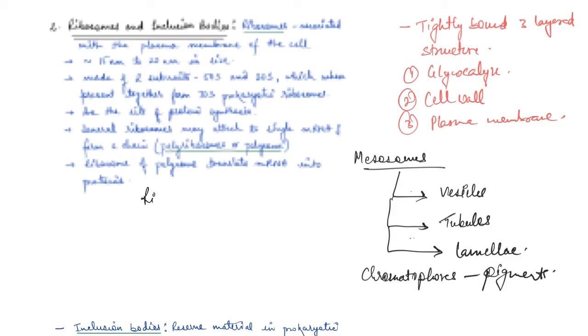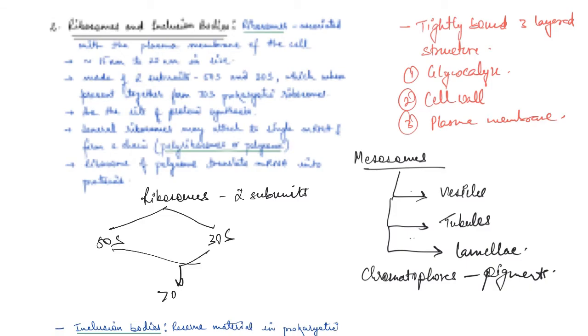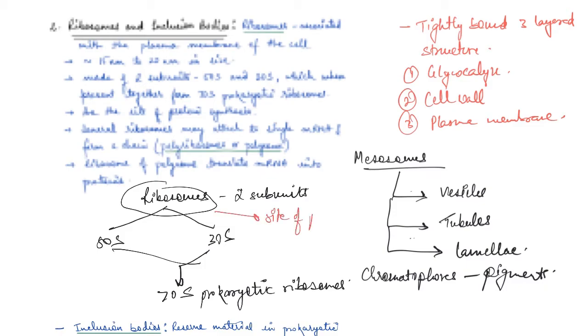Ribosomes are made up of two subunits, 50S and 30S, and together they make the 70S prokaryotic ribosome. Now ribosomes are the site of protein synthesis. Remember guys, that ribosomes are the site of protein synthesis.